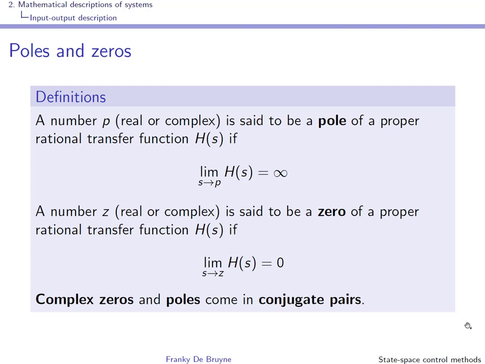We will see further on in the course that you can generalize the concept of a pole to a multivariable system. The generalization of zeros for multivariable systems goes beyond the scope of this course. You have to consult the literature for that.